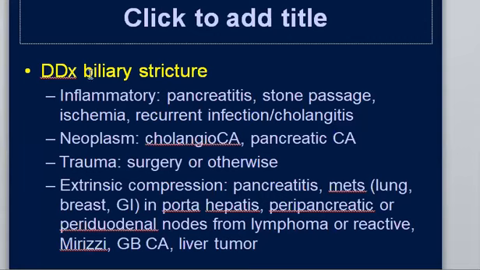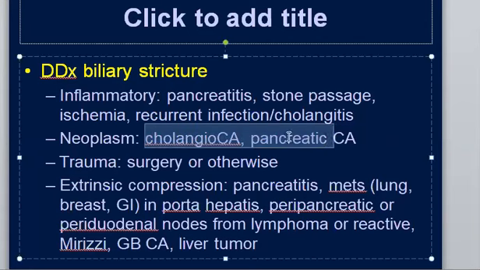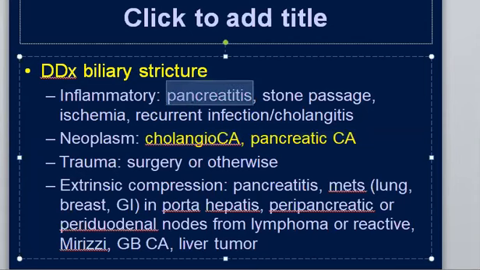So what do you think about the differential of biliary stricture? You can go for the list of inflammatory, neoplastic, trauma, and maybe extrinsic, and so on. You have many good lists. Don't forget cholangiocarcinoma and pancreatic cancer, which is something common, and in the inflammatory, pancreatitis. It can happen with many things we mentioned already.